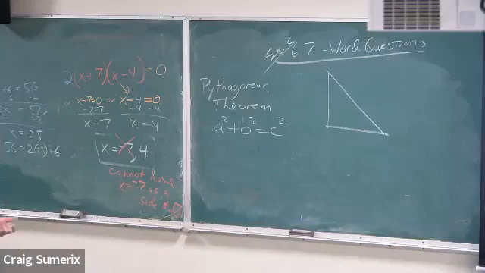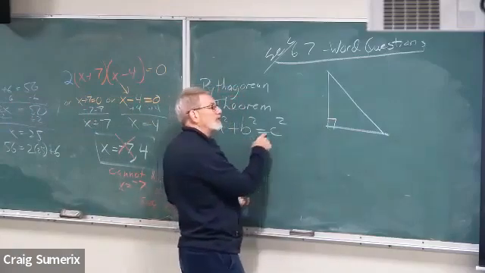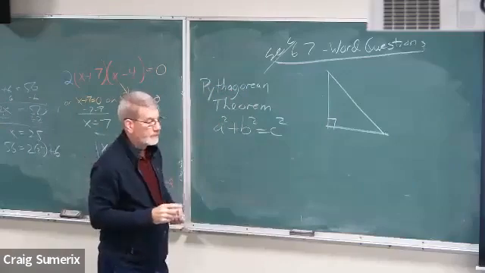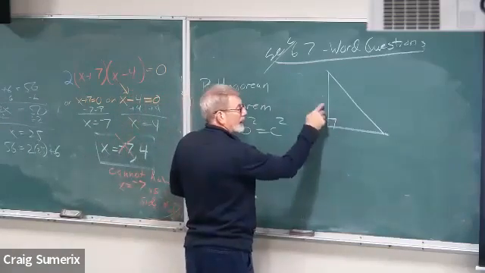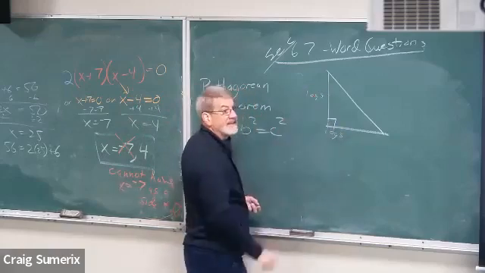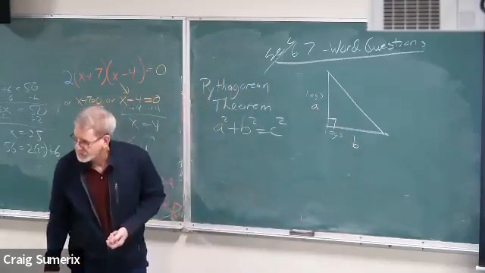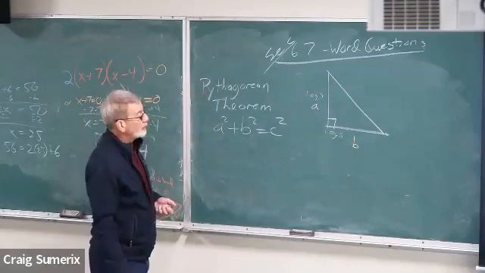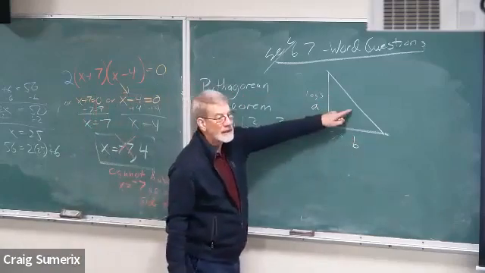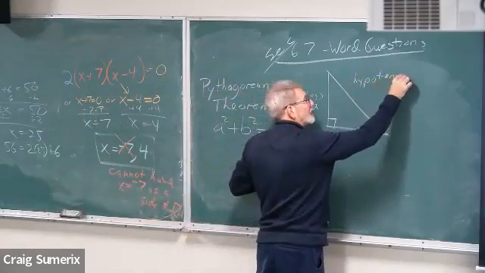Okay. Why is this important? Well, how do you apply a squared plus b squared equals c squared to the right triangle? These two sides are called legs. One of them is a, one of them is b. It doesn't matter which is which. But the third side, the long side, the side that's opposite the right angle, is called the hypotenuse.